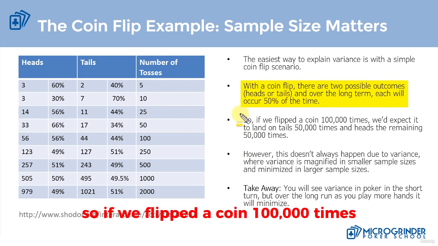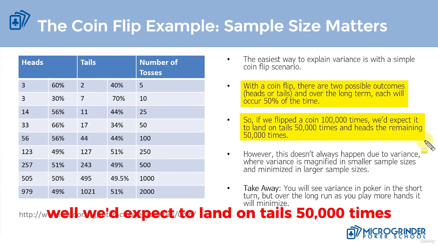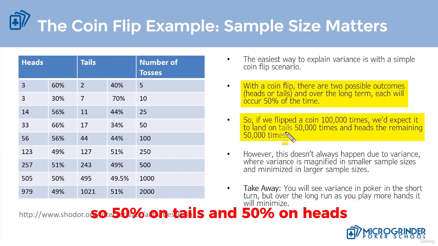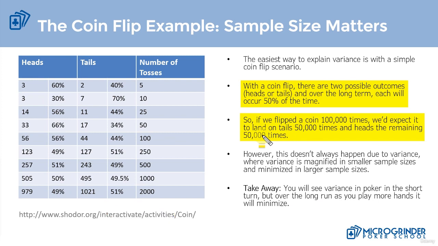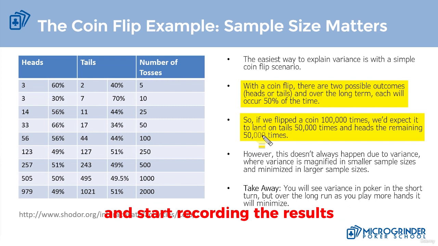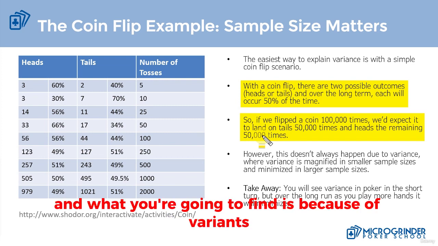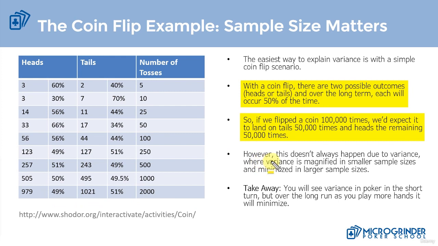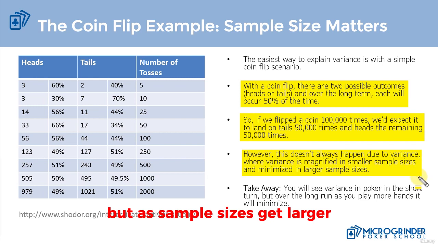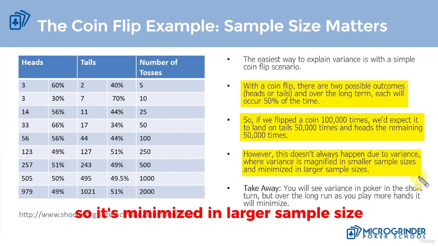So if we flipped a coin 100,000 times, we'd expect to land on tails 50,000 times, and we'd expect it to land on heads 50,000 times. So 50% on tails and 50% on heads. But does this always happen? No, it doesn't. If you don't believe me, just go get a coin and start flipping it and recording the results. What you're going to find is that variance is magnified in smaller sample sizes, but as sample sizes get larger, variance tends to dissipate. So it's minimized in larger sample sizes.